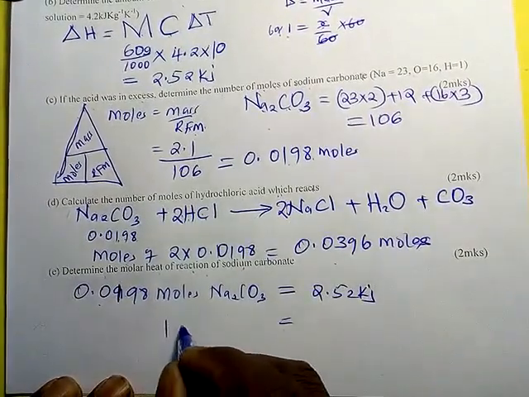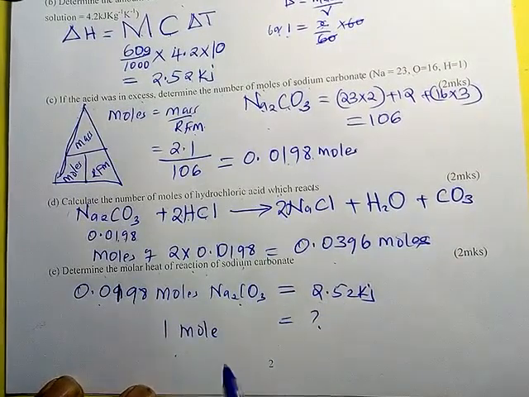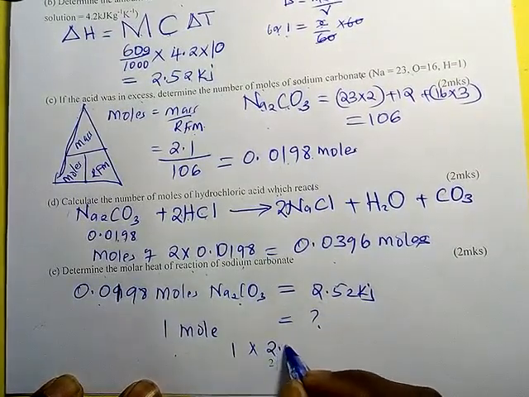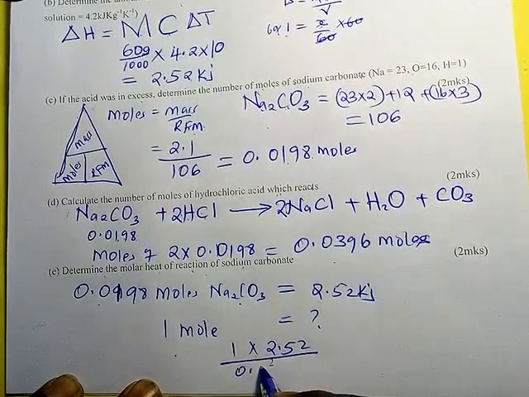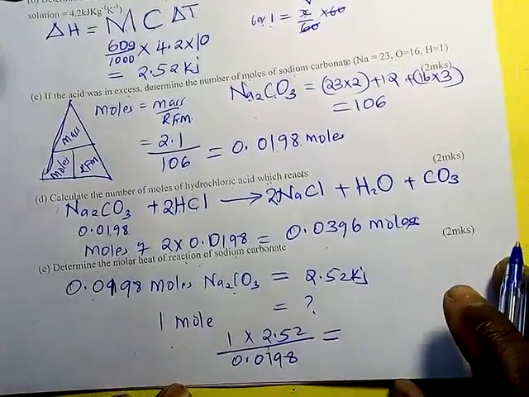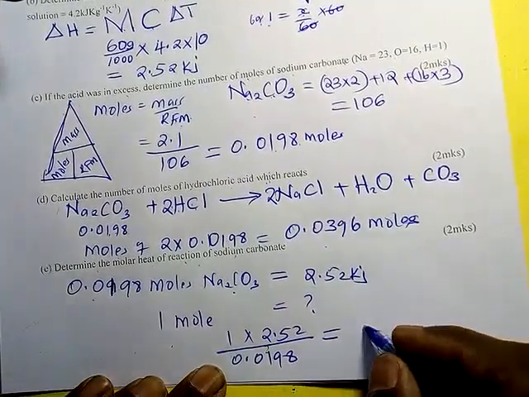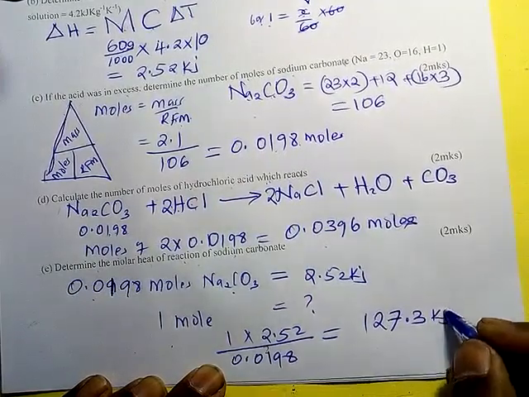What will 1 mole of sodium carbonate produce? So it is 1 times 2.52 divided by 0.0198. This one is going to give us 127.3 kilojoules per mole.